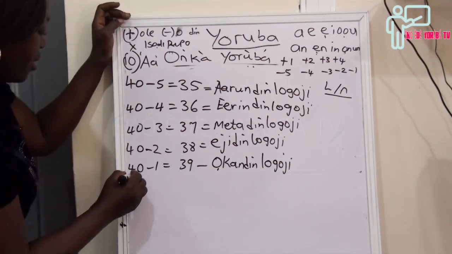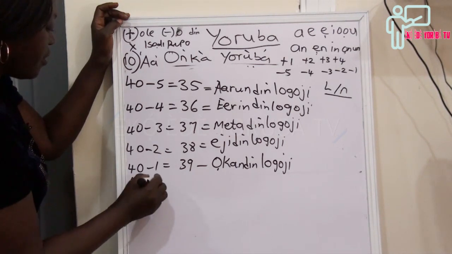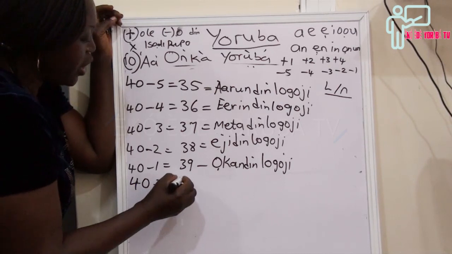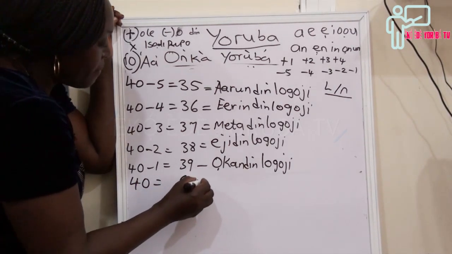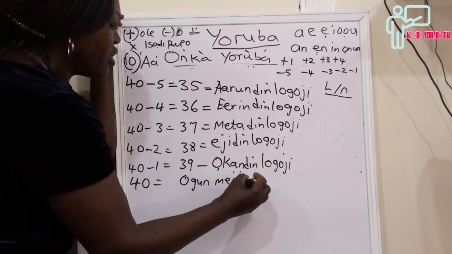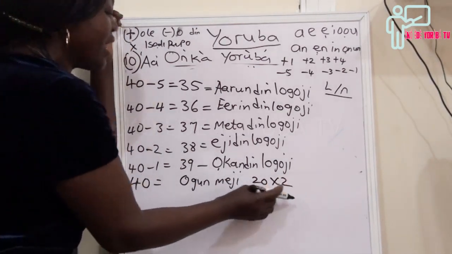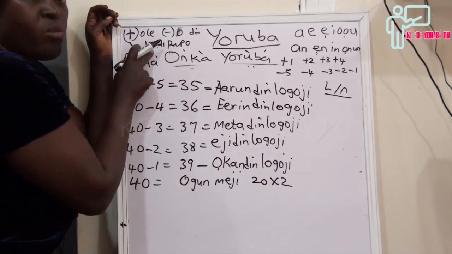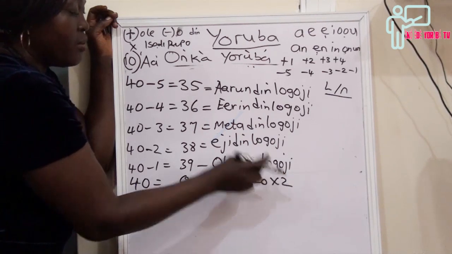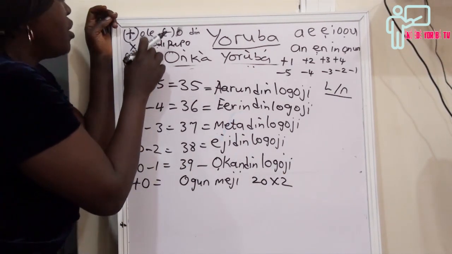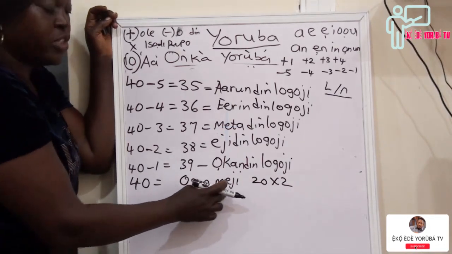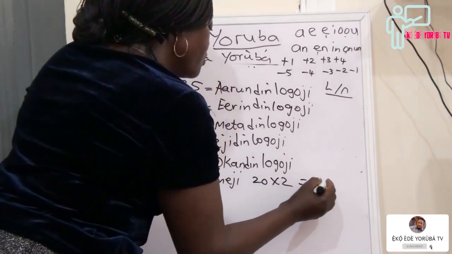So you see it now. So there, this is when we now see 40 the other time. And I say 40 is ogún méjì, which is 20 times 2. That's where we see ìsọdipúpọ̀ that we call multiplication. Ìsọdipúpọ̀, multiplication. We call it ogún méjì, which is ogójì.